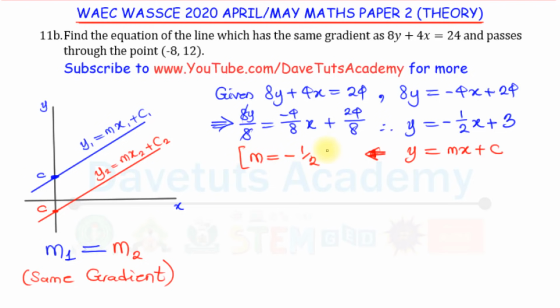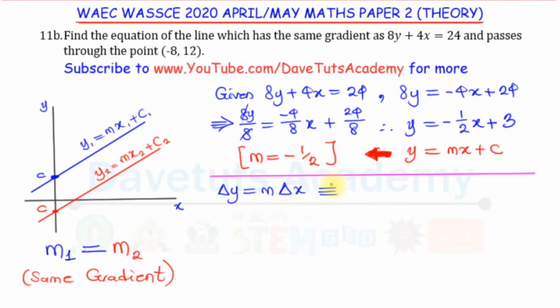And this is what we need to use for the other equation. That's why we are trying effortlessly to make sure that we express it in the form y is equal to mx plus c. So having done that, we can now look at the means by which we can get this other equation that is passing through the point minus 8, 12. So what I want to make use of is this general equation that the change in y is equal to m multiplied by the change in x.